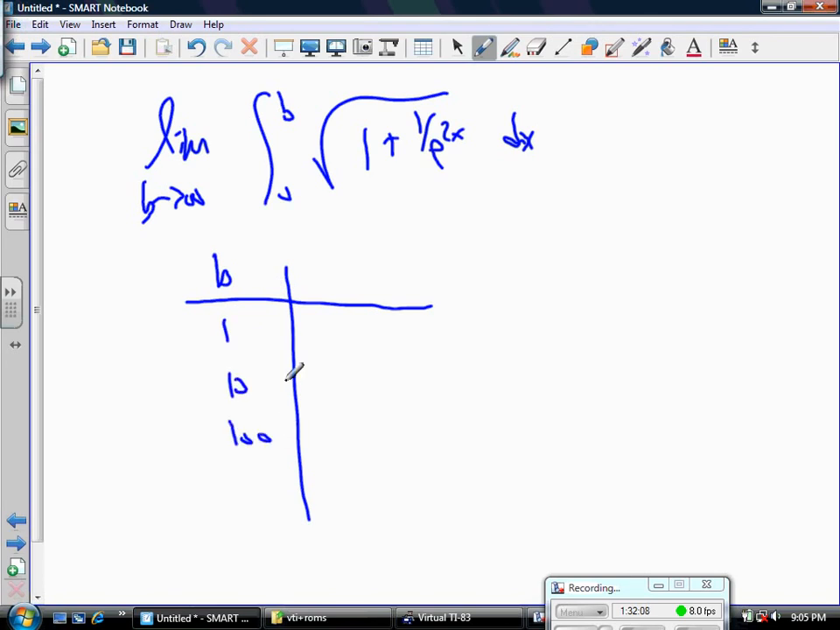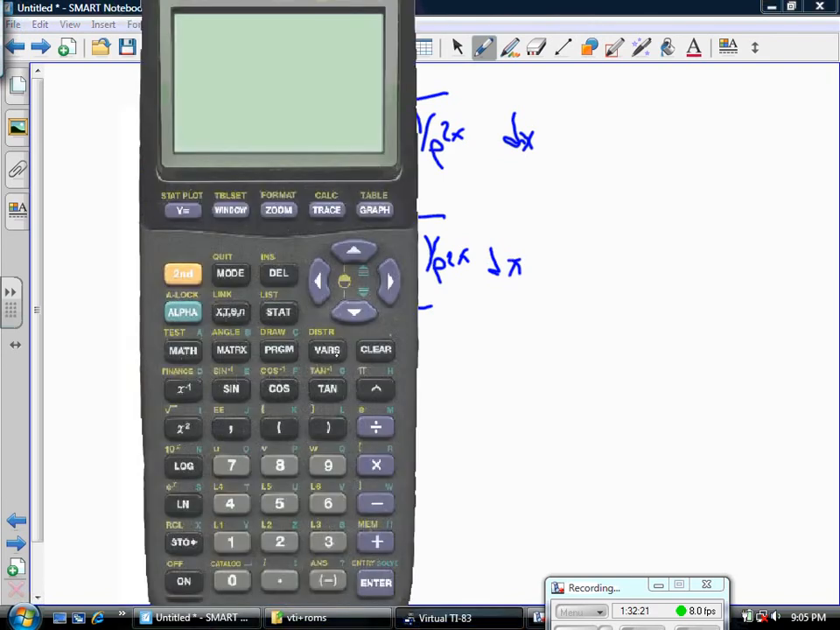Didn't we have a question like this in the test? I built the table for you. And I'm evaluating from 0 to b, whatever b is, but it's getting bigger and bigger and bigger, of this mess. Now that you can do in fnInt. Aha. So let's bring out Ziggy and ask Ziggy to do some work.